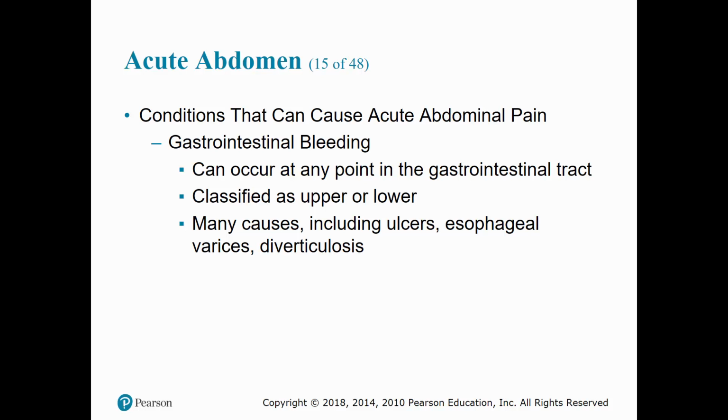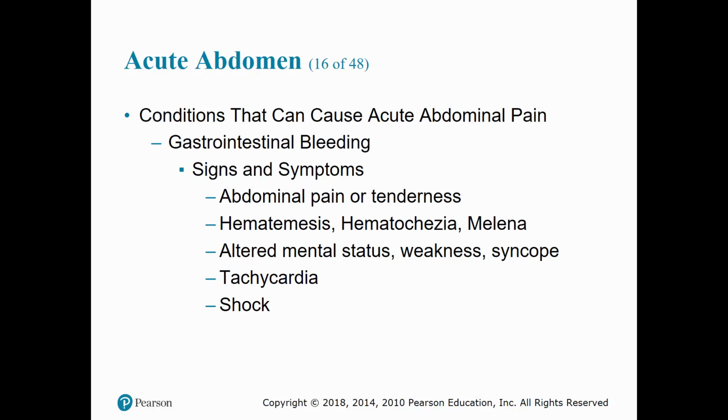Some of your signs and symptoms associated with GI bleeds: be looking for abdominal pain or tenderness, hematemesis, hematochezia, melena. Hematemesis is vomiting blood. Hematochezia is defecating blood, and melena would be blood mixed in with the stool. Altered mental status, weakness, syncope.